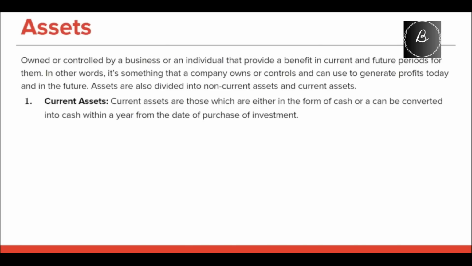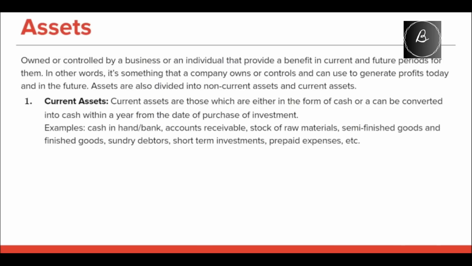Let's start with current assets. Current assets are those which are either in the form of cash or can be converted into cash within a year from a date of purchase. Examples include cash in hand or bank, accounts receivable, stock of raw materials, semi-finished goods, finished goods, sundry debtors, short-term investments, prepaid expenses, etc. Accounts receivable here denotes the money that we would be receiving in the near future and hence is a part of our current assets. Sundry debtors too represents the people who owe us money and so we will be receiving from them within a year.